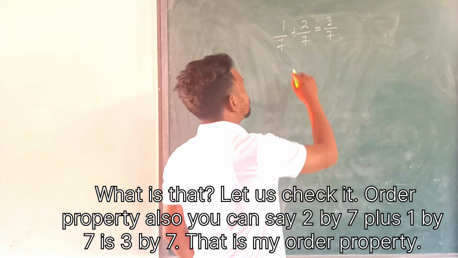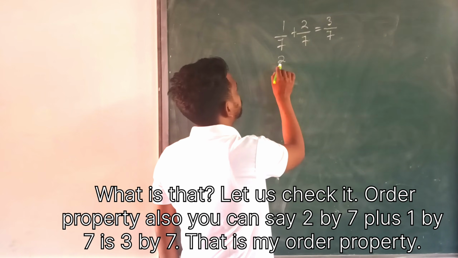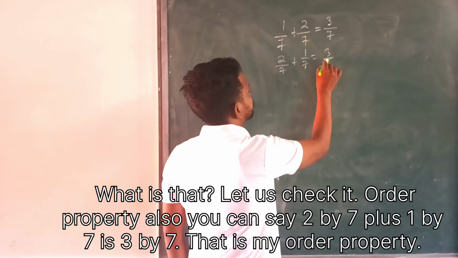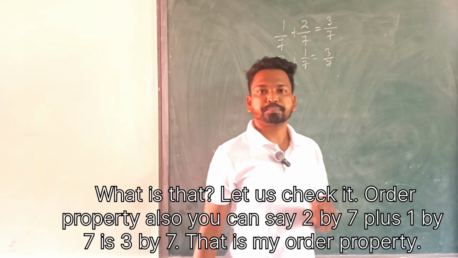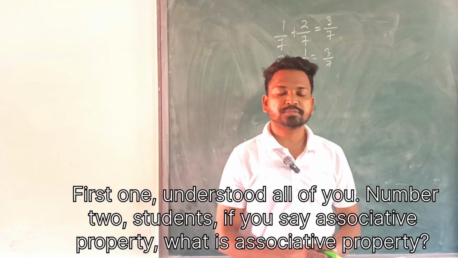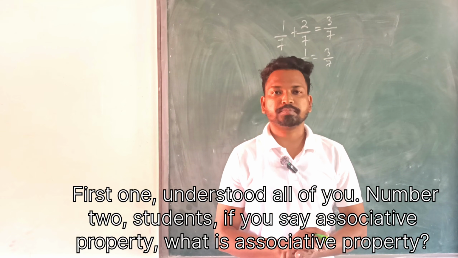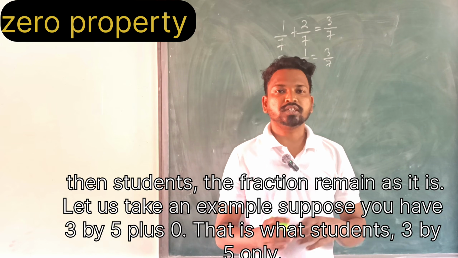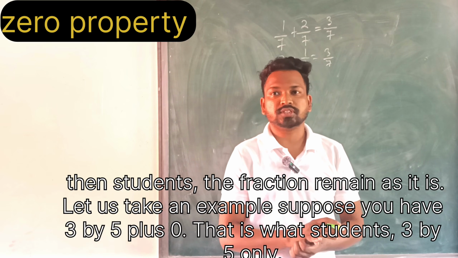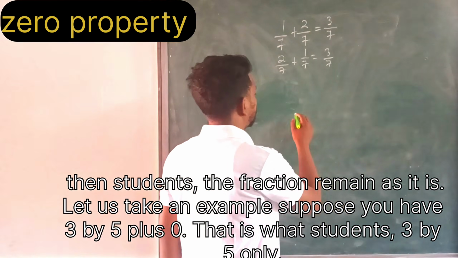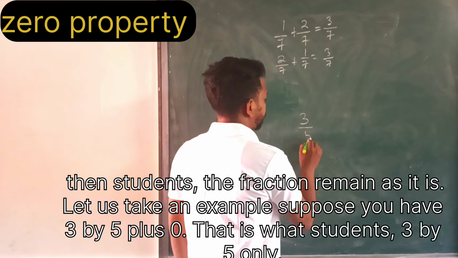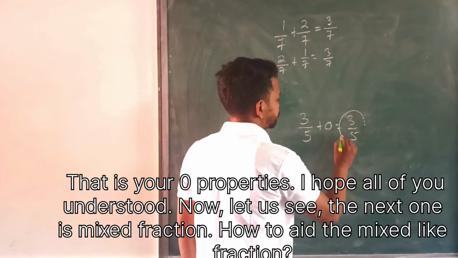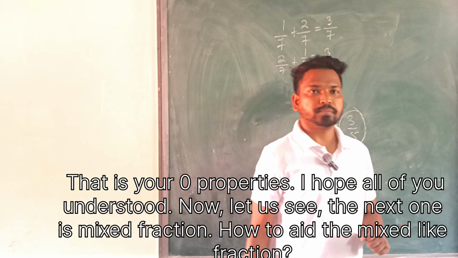Okay, what is that? Let us check it. Order property, also you can say, 2 by 7 plus 1 by 7 is 3 by 7. That is my order property. First one understood, all of you. The next property is the zero property. Zero property means, in fractions, if you add 0, then the fraction remains as it is. Let's take an example. Suppose you have 3 by 5 plus 0. That is, students, 3 by 5 only. That is your zero property.